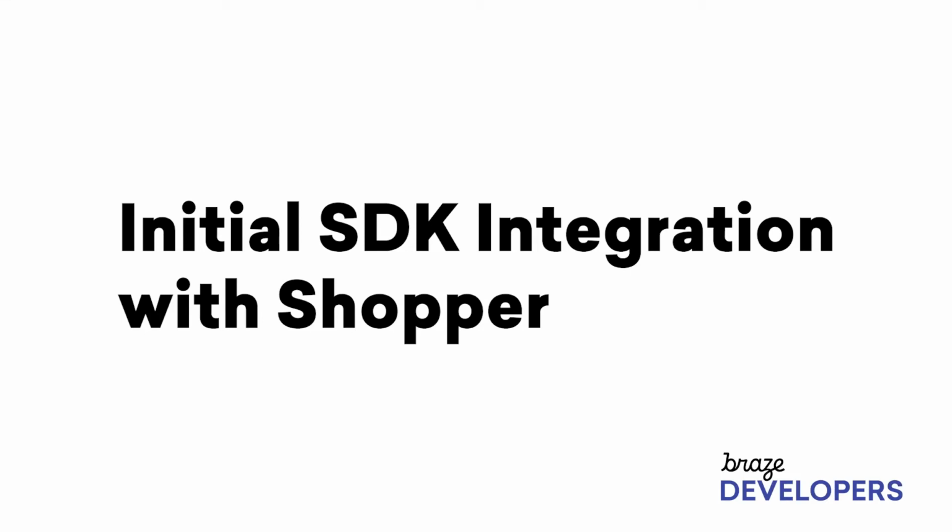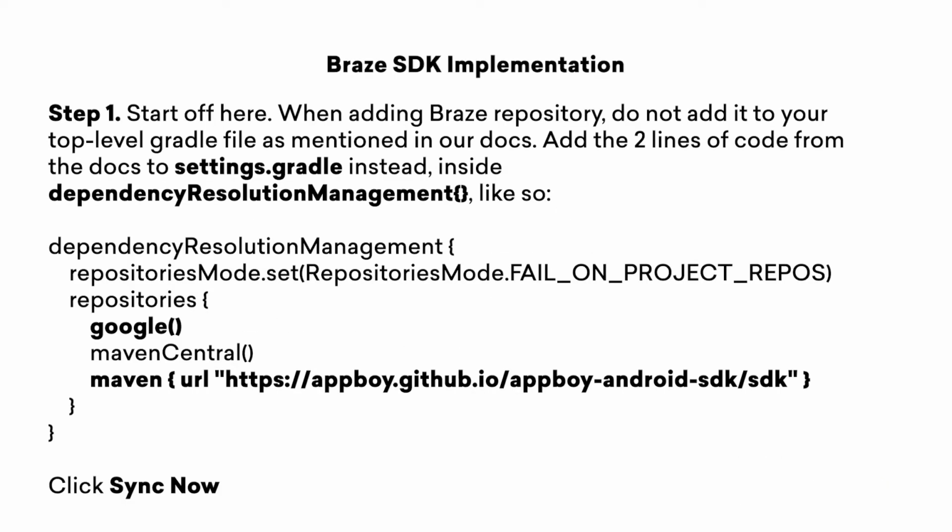In this section, we'll be setting up the base Android SDK integration with our Android Shopper test app in a step-by-step fashion. The first step is to add our Braze Android SDK repository to our settings.gradle file. As opposed to our documentation for this project as an alternative to the All Projects block, we're adding the Braze repository to our settings.gradle file instead of the build.gradle file due to the project structure.